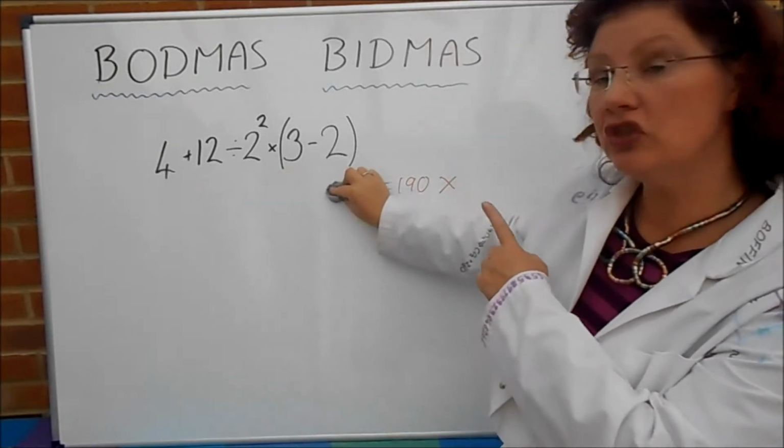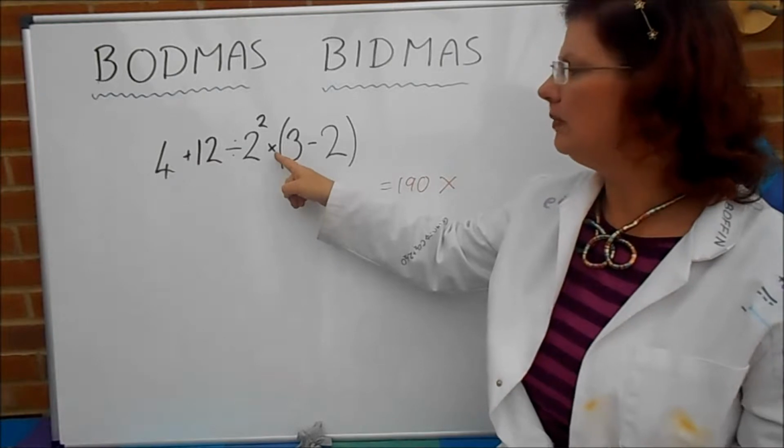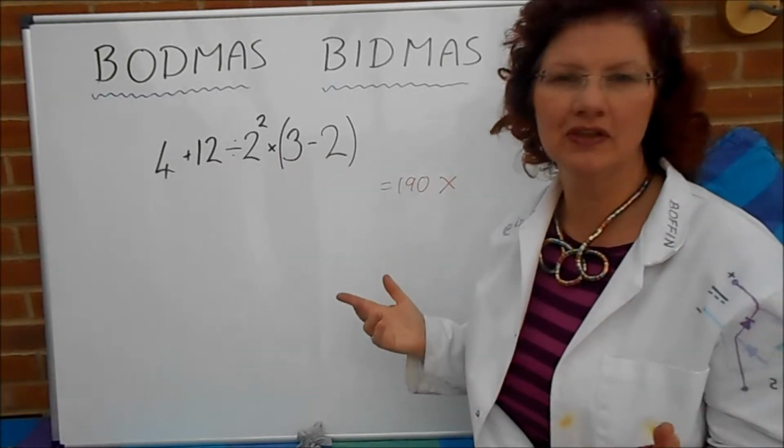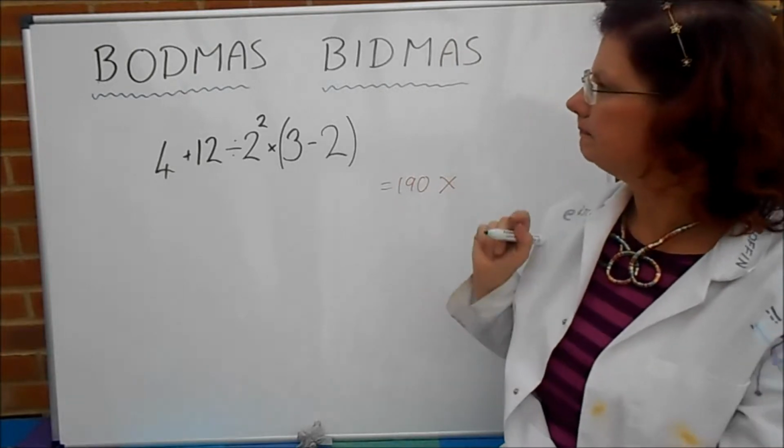By the way, even if you just did the brackets first, you'd still end up with 64 there, and then you'd be multiplying it by 1, so you'd end up with 64 as your answer, which is still not right. Here is what it should be.